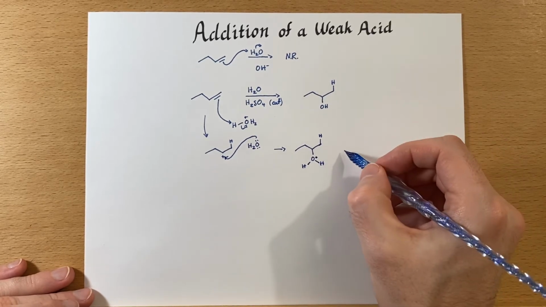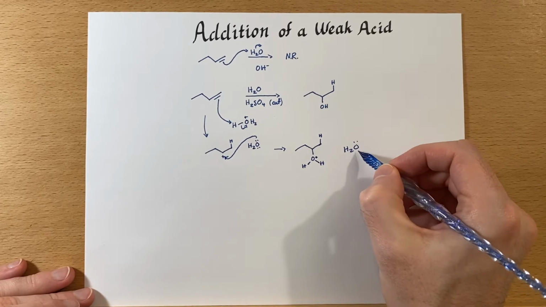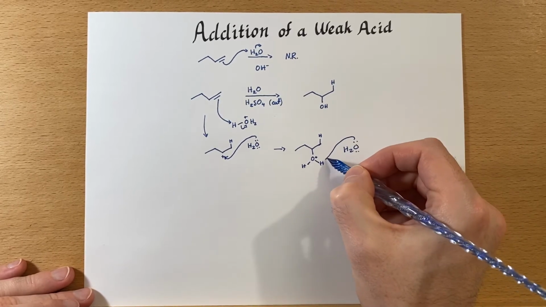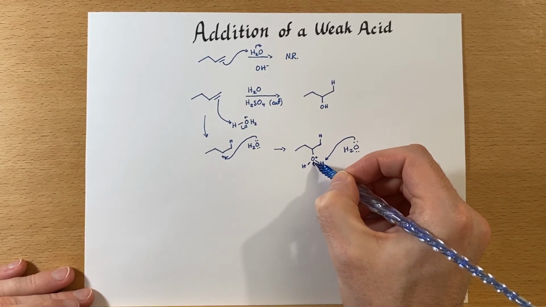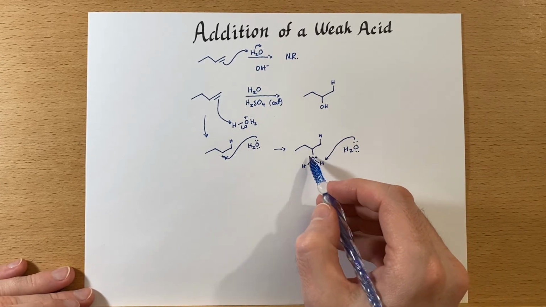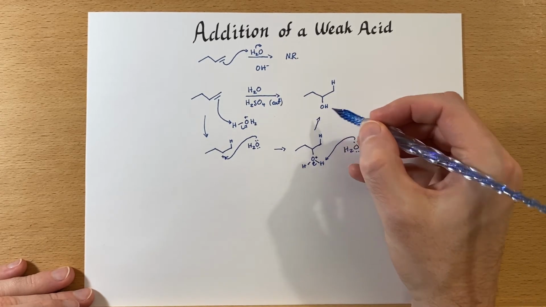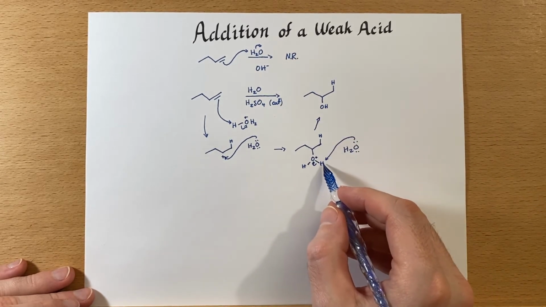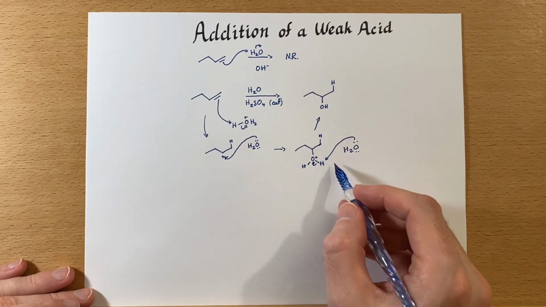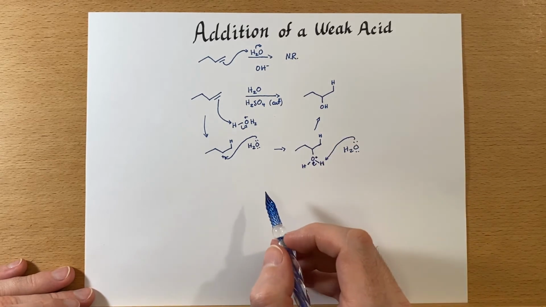And then we'll need to bring in some more water to deprotonate and form the alcohol. And in the process of deprotonating this intermediate, we make both the product and reform our catalyst, because this will remake H3O+. Then we can make more of this reaction happen.